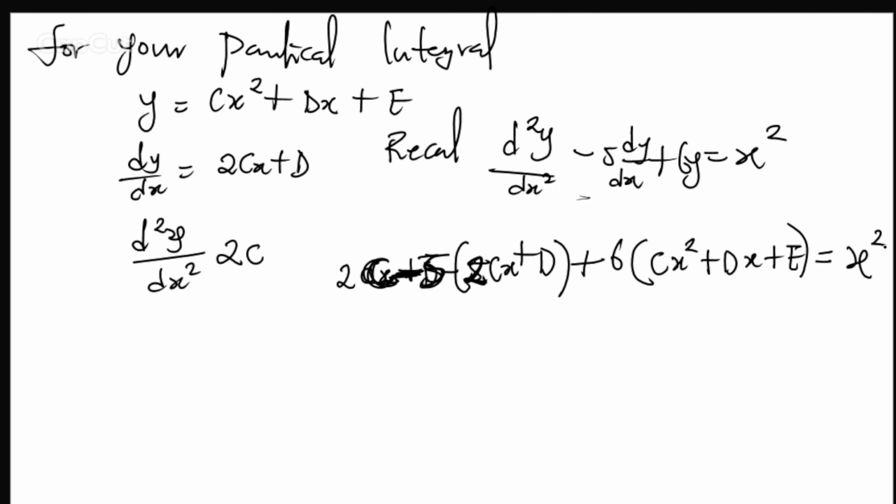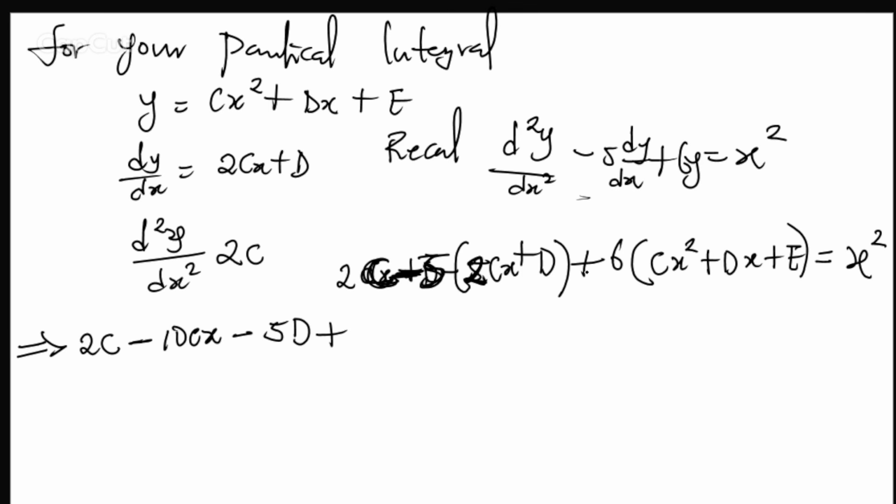So what we simply do is we can expand from what we have here. Remember this is 2c, minus into 2cx, we'll have 10cx. 5 times 2 is 10. Then minus 5 times d gives you 5d. Plus you expand this.